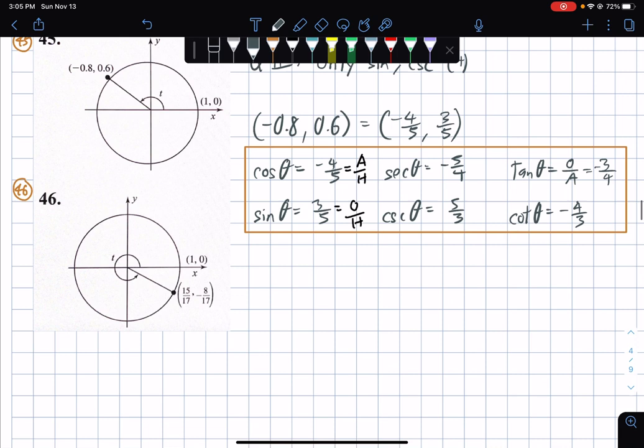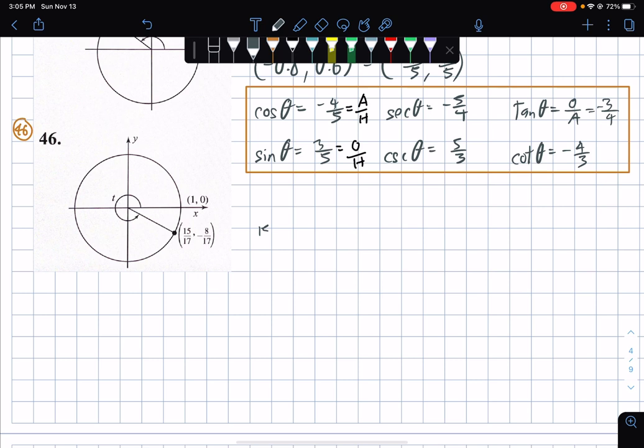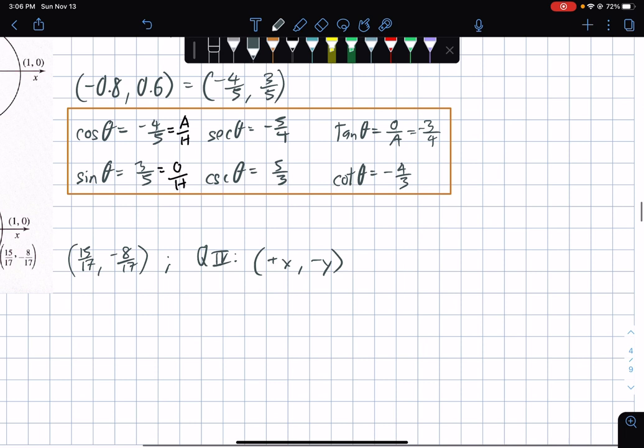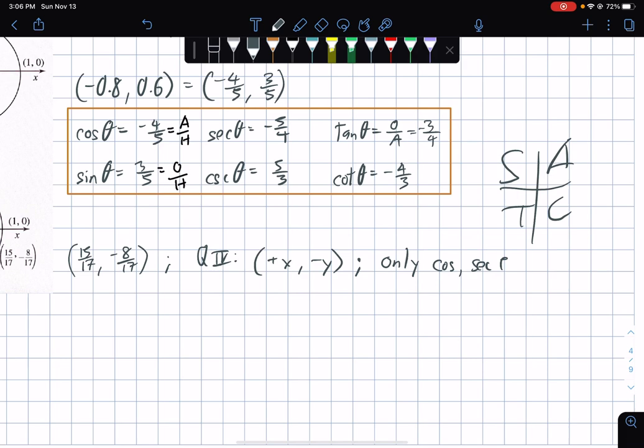For number 46, 15 over 17, negative 8 over 17, so they're basically in quadrant 4. And so in quadrant 4, this is where x is positive and y is negative. And so this is also where only, according to the SATC diagram, only cosine and secant are positive.